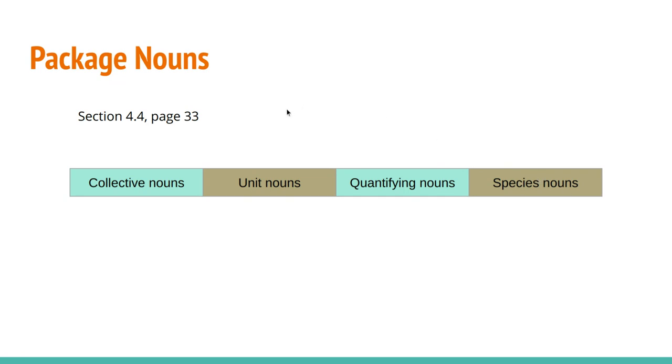All right? If you would like to make a chart and write some common collective nouns, unit nouns, quantifying nouns, and species nouns for you to remember them, recognize them when you see them, that would be a good idea. But you can rest assured that you won't be tested on the distinction of package nouns, all right? As long as you can recognize any of these as a package noun, that would be more than enough.